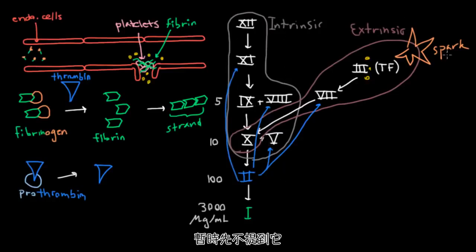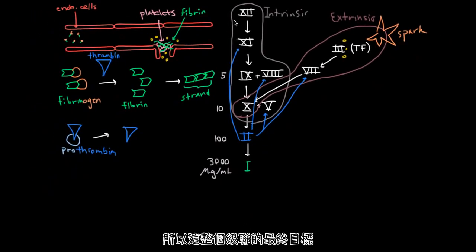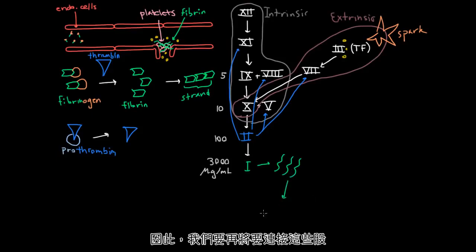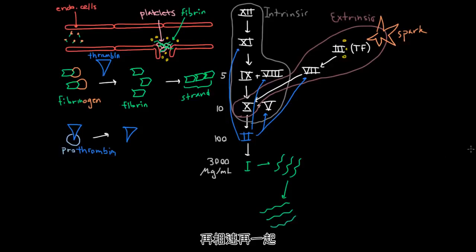Where's our 13? Well, we haven't actually drawn it in yet. So let's quickly chat about that. The end goal of this whole cascade is to get these fibrin molecules. And these fibrin molecules together will form some strands. But it actually turns out that there's one more step, which is to connect these strands together. And so we're going to want to connect these strands together with some crosslinks. These crosslinks will just hold them together so that they actually form a tight mesh. And it turns out that it's this step right here which is enabled by factor 13.